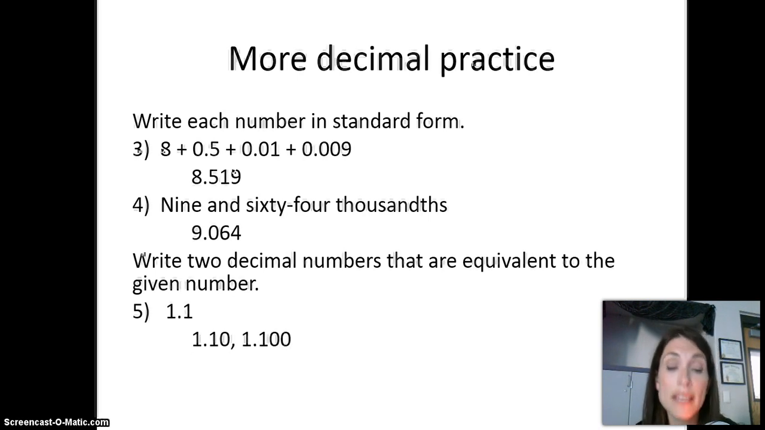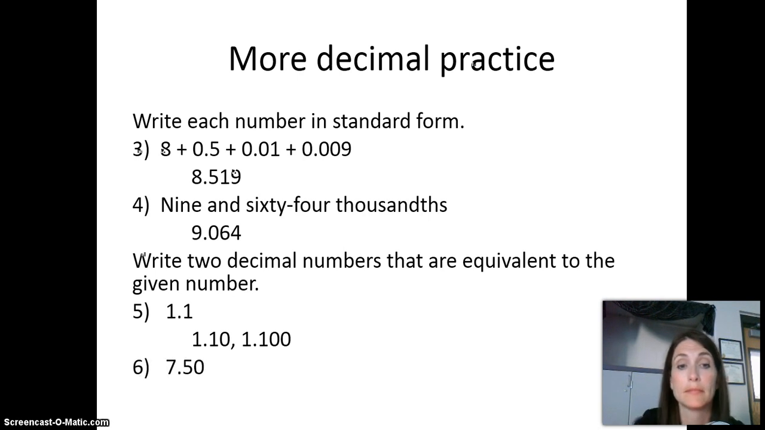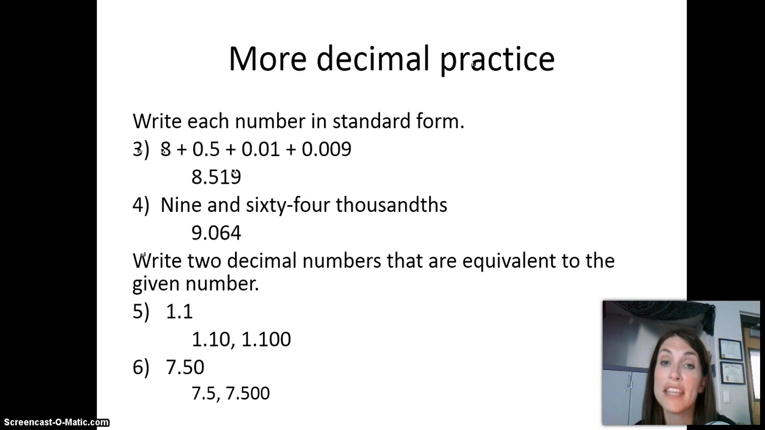Here are 2 examples. There are many more examples that you can continue to make by adding zeros to the right side of that number. Again, write 2 decimal numbers that are equivalent to the given number. And here are 2 examples. There are other examples too. If you have something different, you might want to put that in a question at the end of our lesson so we can talk about it and check to see if yours is an equivalent number, even if it doesn't look exactly like mine.